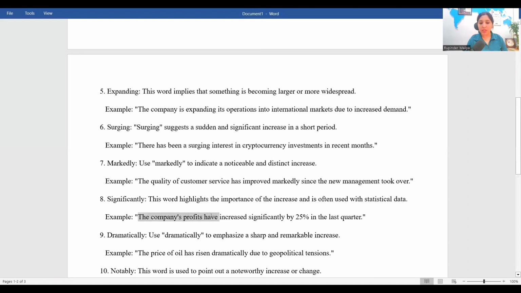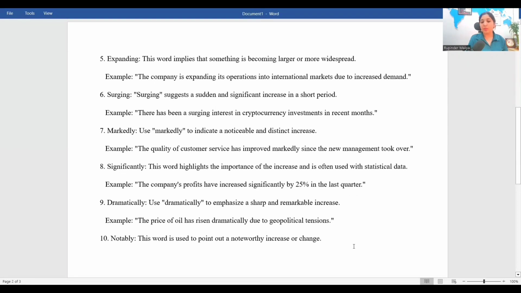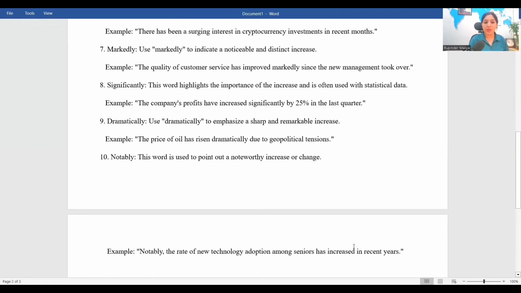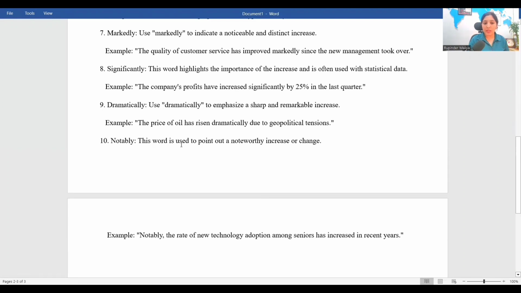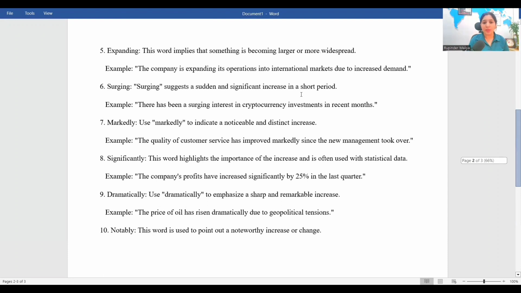Significantly, the company's profits have increased significantly by 25% in the last quarter. Dramatically, the price of oil has risen dramatically due to geopolitical tensions. These are good words to be used in Task 1. Then the last one here is notably. Notably is used to point out a noteworthy increase or change. That notably the rate of new technology adoption among seniors has increased in recent years. So if we use this kind of vocabulary, then it's for sure that we are going to get a good band score in Task 1 of IELTS.